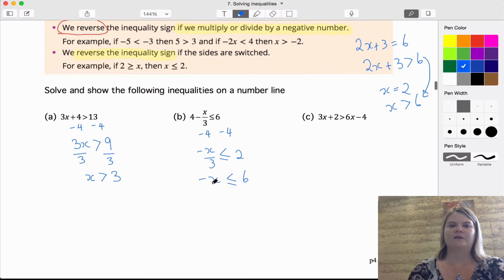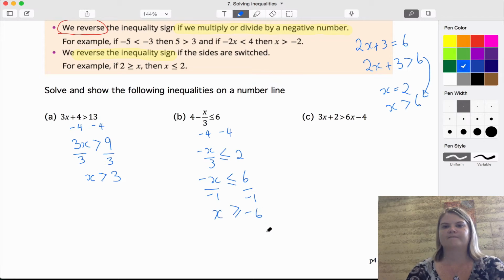And finally, I've got negative x on this side. Remember, this is negative 1 x, so I'll divide by negative 1, and I need to flip this sign. It was pointing towards the left, so I'm going to point it towards the right, keeping the equals: greater than or equal to. This becomes x, and negative 6 divided by negative 1 is 6.